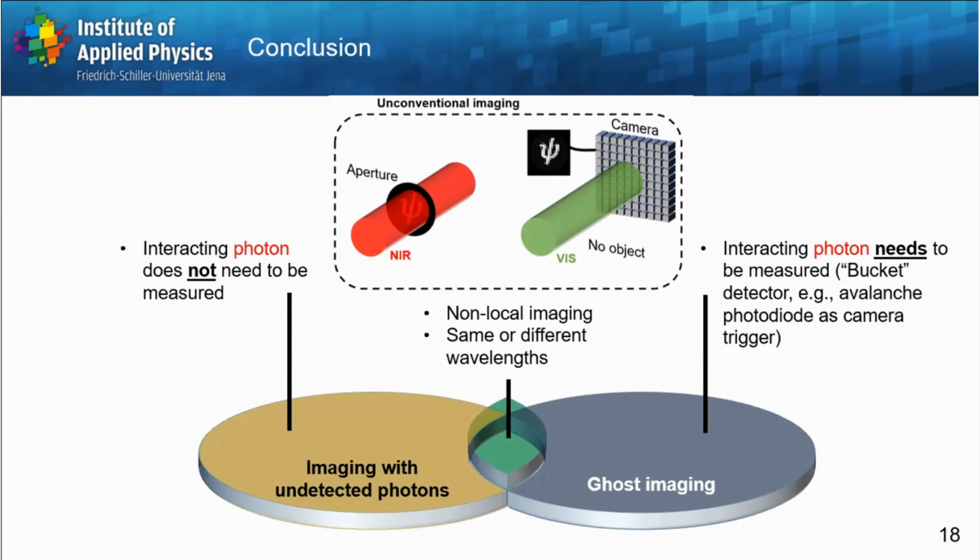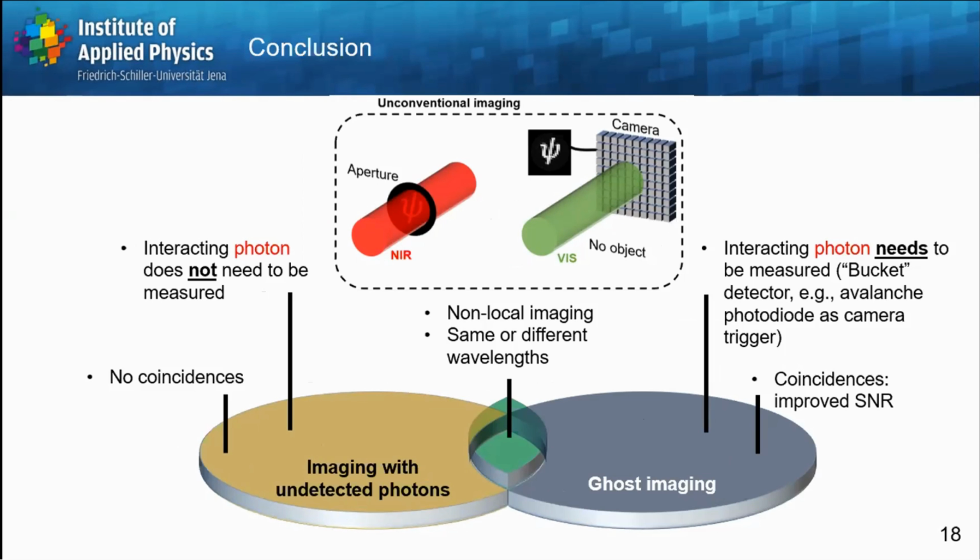So you can use an avalanche photodiode as a trigger to the camera to perform the coincidence, for example. And from the coincidence in ghost imaging, you can improve the signal-to-noise ratio, which is very good. Whereas in the other setup, you don't have coincidence, so you don't have the improvement in signal-to-noise ratio. But imaging with undetected photons has the advantage that you don't need more hardware to perform this coincidence. So both have their good sides, and, well, we cannot have everything. This is basically an overview of the two setups that I showed you.